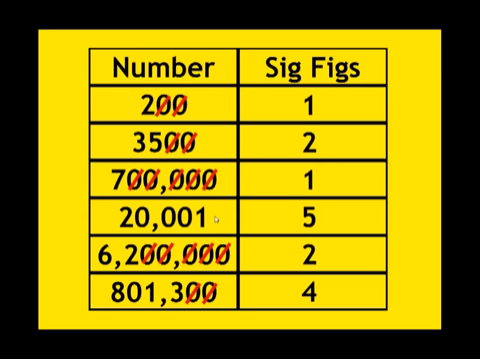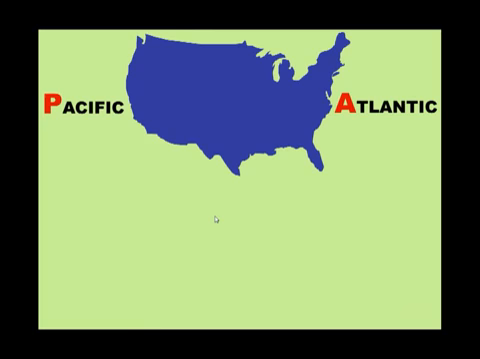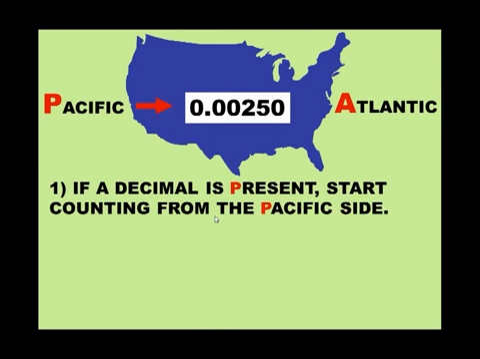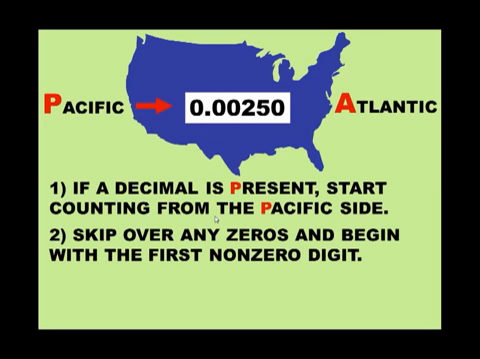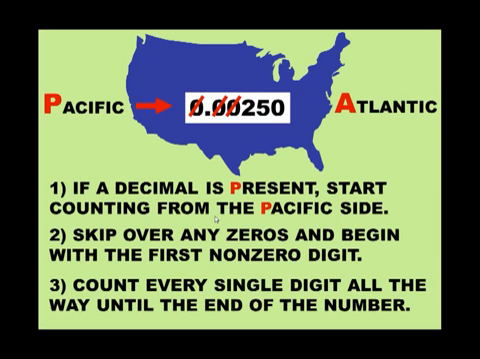So if the Atlantic rule applies when a decimal is absent, we apply the Pacific rule when a decimal is present. Now we start counting from the Pacific Ocean, or the left side of the number. Skip over any zeros as we did before, and once you come to a non-zero digit, then you count every single digit all the way until you get to the end of the number. So this particular measurement of 0.00250 contains 3 sig figs, according to the Pacific rule.